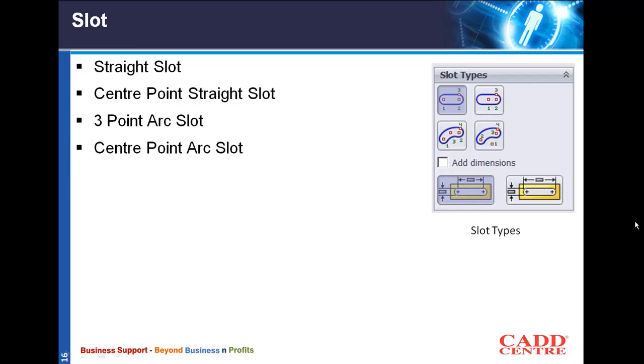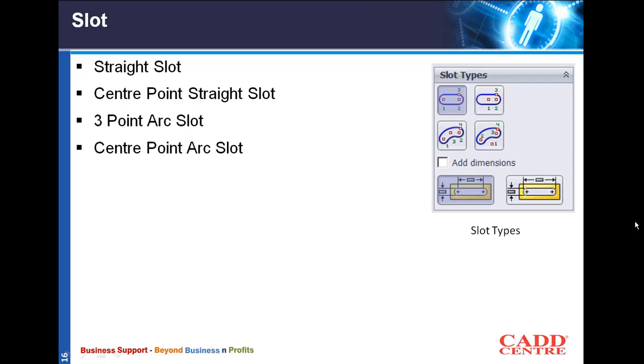Slot. In SolidWorks, next topic we are going to discuss is slot. Slot is used in many machine components for aligning the other components which are engaged in mechanisms. We have four types of slots.